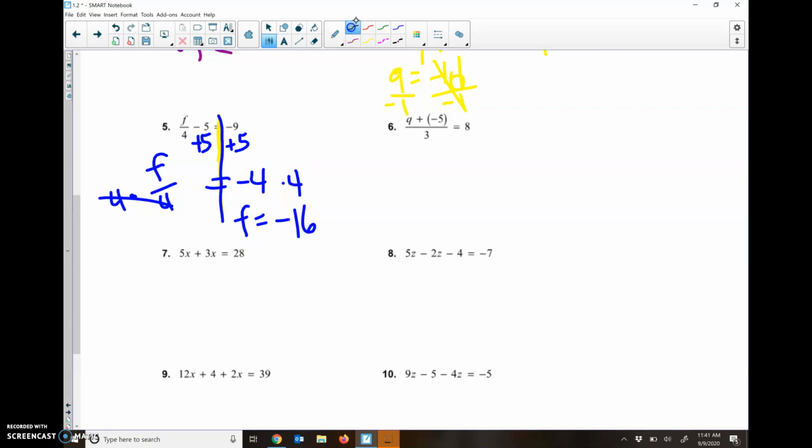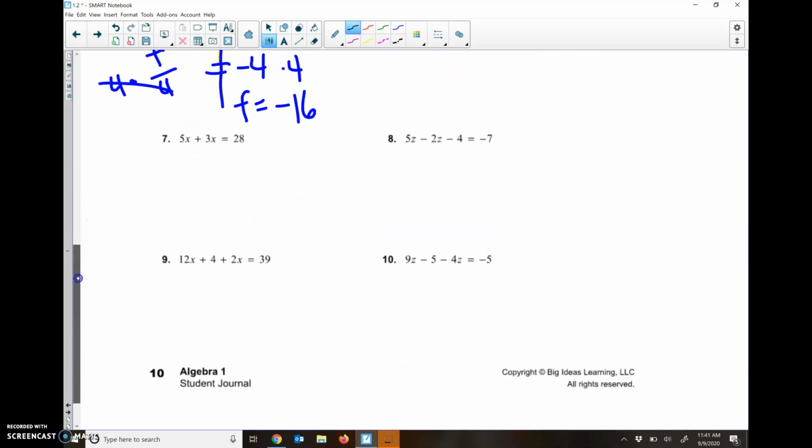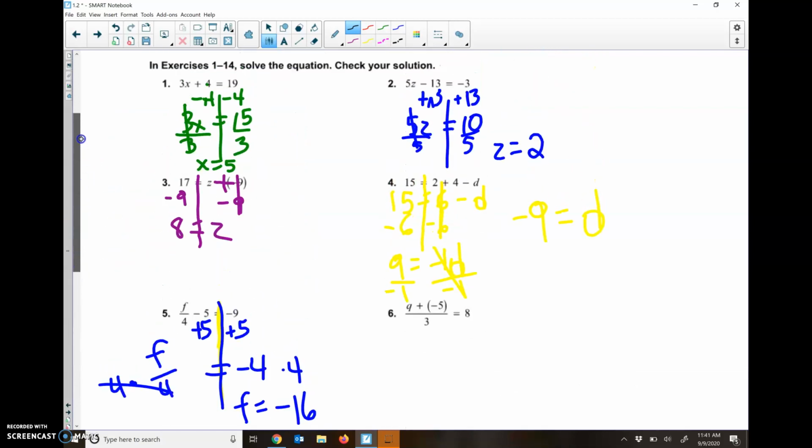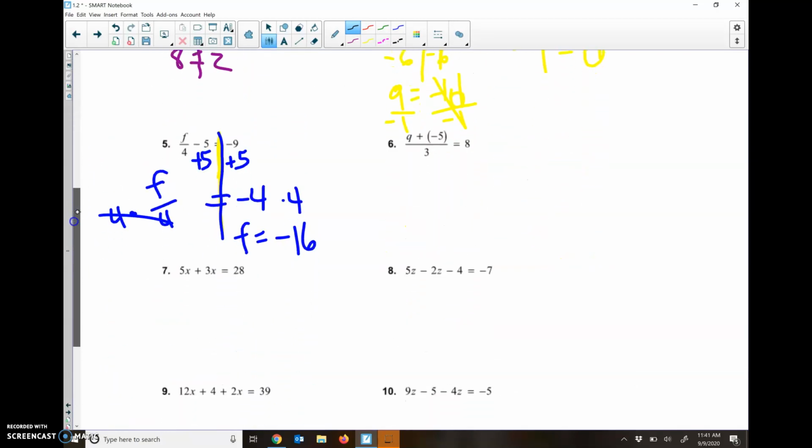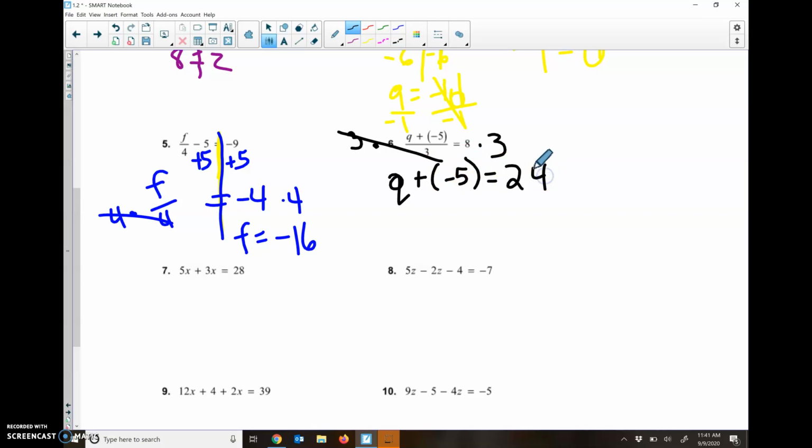All right, number 6. This is the one problem that's an exception to the rules. And you'll see there's 10 problems on this page. 9 of them you are looking to add or subtract first. Number 6 is the one exception. When you have something that the whole thing is divided by, then we need to do multiplication first. So instead of adding 5 first, we need to multiply both sides by 3 first. So this is the one weird problem where you're not adding and subtracting first. Otherwise, everything else you're looking to add or subtract first.